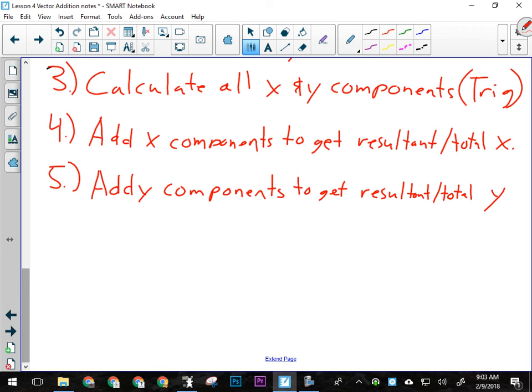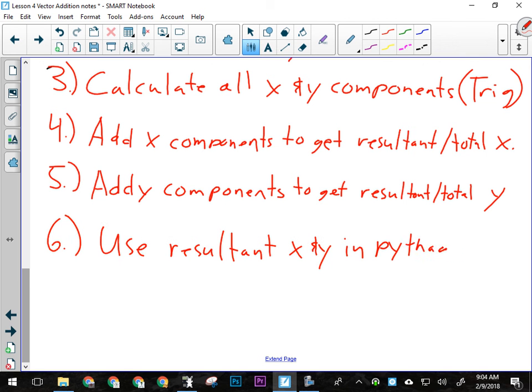And that says add y, not addy. Doesn't look like there's a space there. Okay, sixth step. Use your resultant x and y in Pythagorean theorem to calculate the resultant's magnitude.